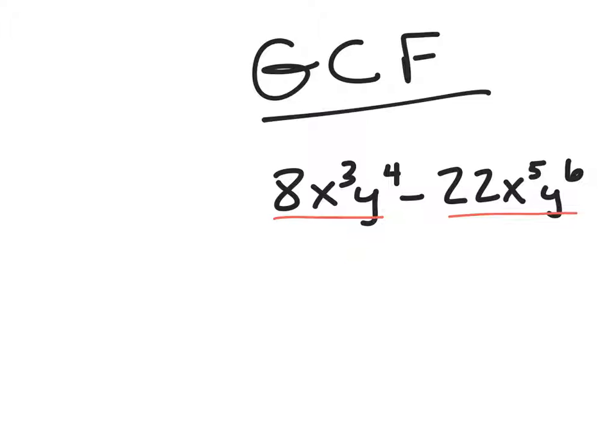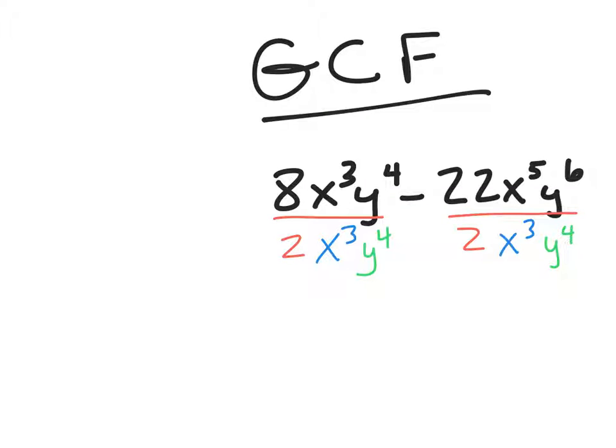What number goes into both 8 and 22? That number would be 2. All right. I'm just going to go through each one individually. So let's look at the x's. The most I can take out are 3 x's. This one has 3, this one has 5, so I can at least take 3 out. And when I look at the y's, I can take all 4 of these out, and since I have 6 over here to the right, I can take 4 out of there as well.